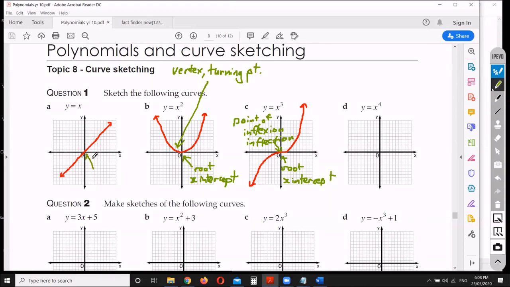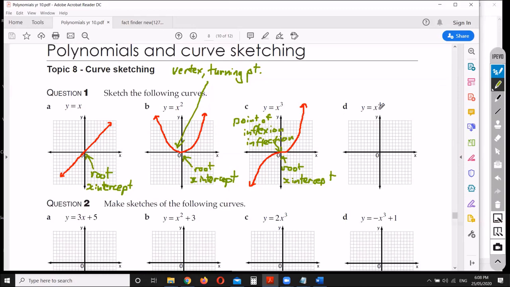This is called a root or an x-intercept, and that's all it's called. Got it? Now, it's called a root or an x-intercept because it passes through the x-axis. This one is the point of inflection, and this is called a turning point, right?